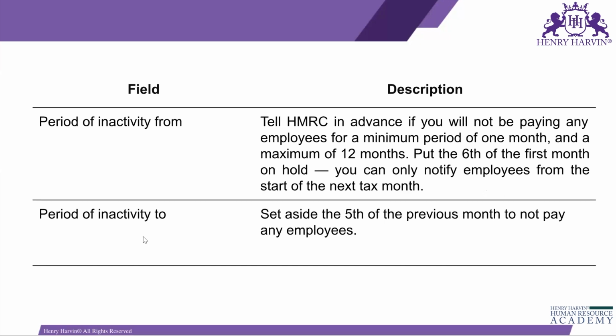Period of inactivity from. Tell HMRC in advance if you will not be paying any employees for a minimum period of 1 month and a maximum of 12 months. Put the 6th of the first month as the start. You can only notify from the start of the next tax month. If it's a longer period, you can mention it here. Period of inactivity to: set the 5th of the previous month, not paying any employees.